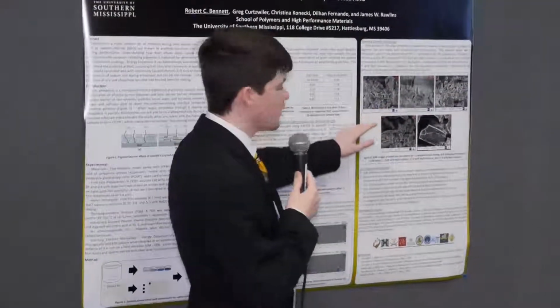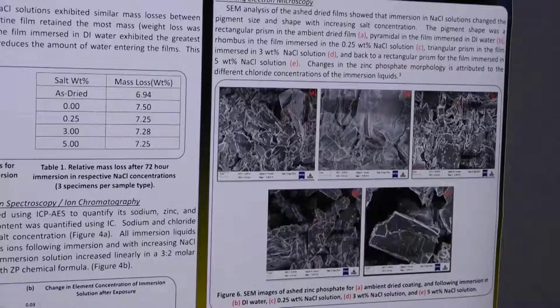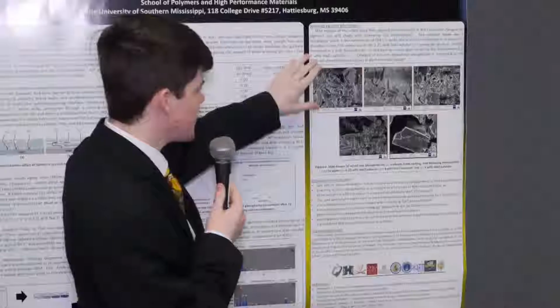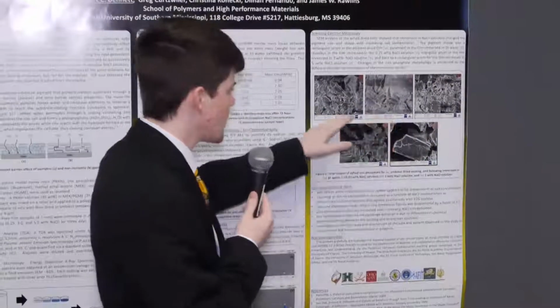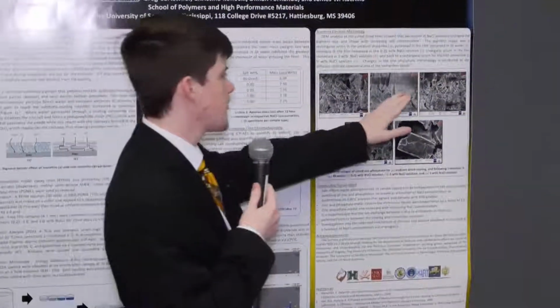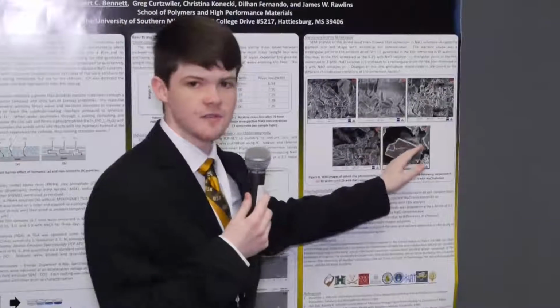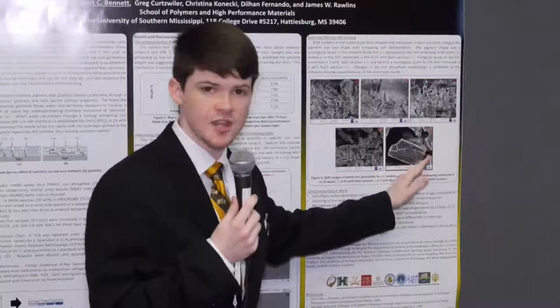And then following it all up with SEM, we were able to actually take images of the coatings and look at how the morphology changes with different chloride concentrations. So it starts off as a certain shape, and then as chlorine is added due to this immersion study, we see the shape and the size of those crystals change as well.